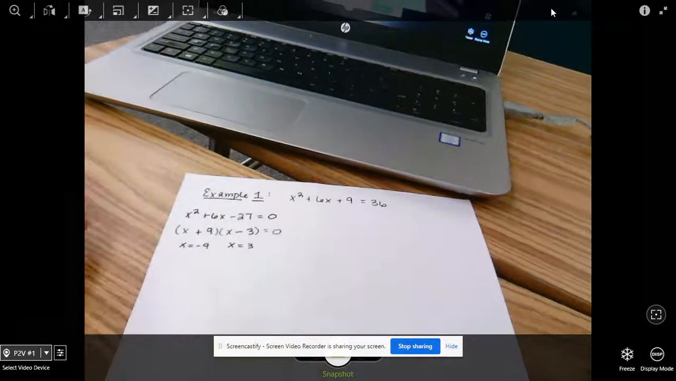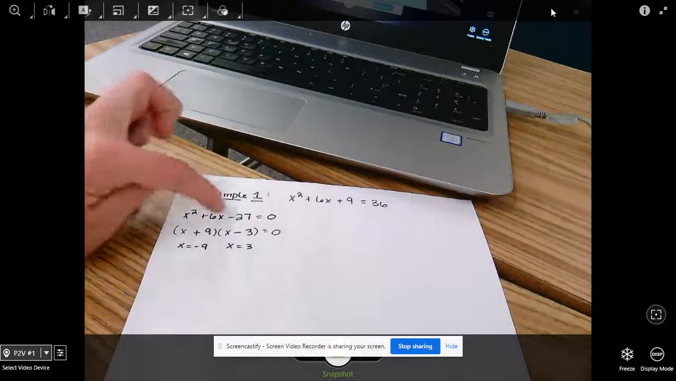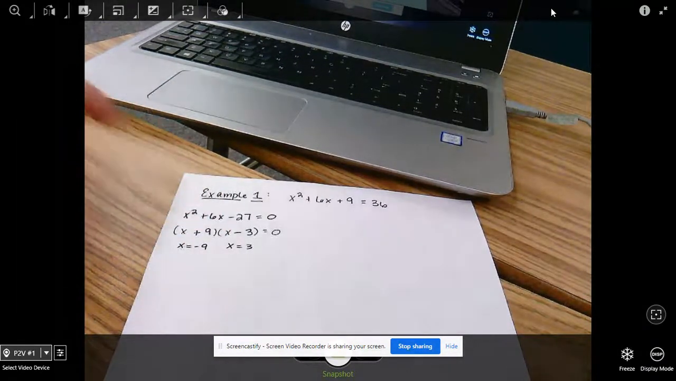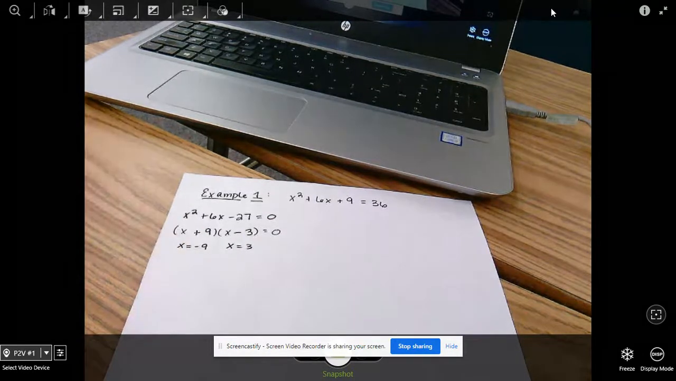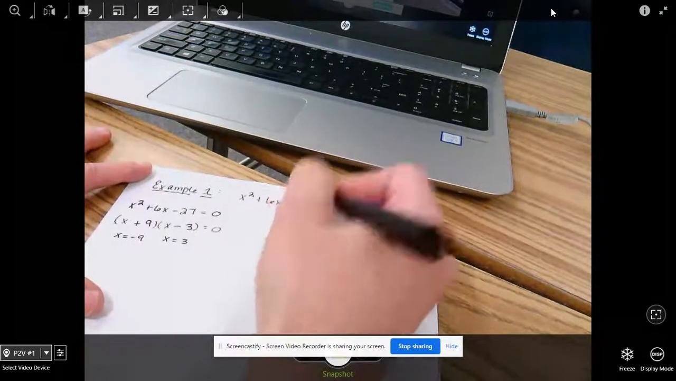So the beauty of math is you can check your work. If I substitute negative 9 in here, I'm going to get 0. If I substitute 3 in here, I'm going to get 0. So your answer should be negative 9 and 3. Well, another way we could have solved this is to factor to begin with.